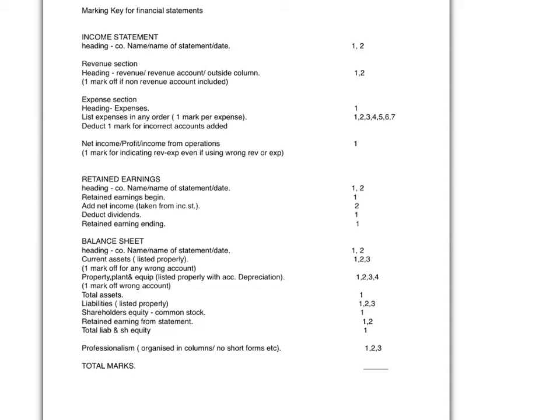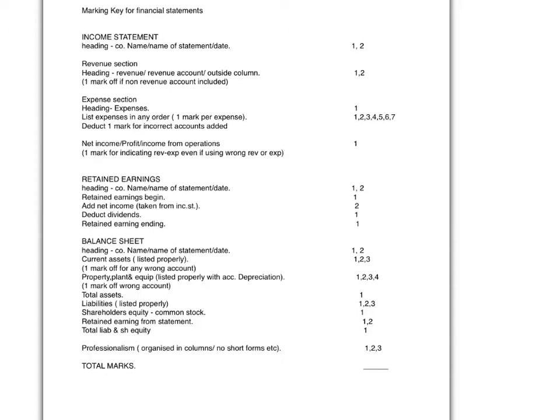Here we have an example of a marking key. Now, a marking key is developed by examiners to capture all possible answers regarding the income statement, the statement of retained earnings, and the balance sheet. So this marking key can be adapted for a number of different types of financial statements. So we're going to use this now for Whitton Corporation.